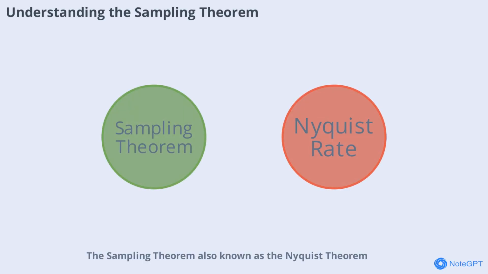The sampling theorem, also known as the Nyquist theorem, states that to accurately reconstruct an analog signal from its samples, the sampling rate must be at least twice the highest frequency present in the signal. This minimum rate is called the Nyquist rate. If the sampling rate is too low, important information can be lost, leading to distortion. The sampling theorem is a cornerstone of modern communication systems, ensuring that signals can be faithfully transmitted and reconstructed. Let's see why this rule is so critical in practice.